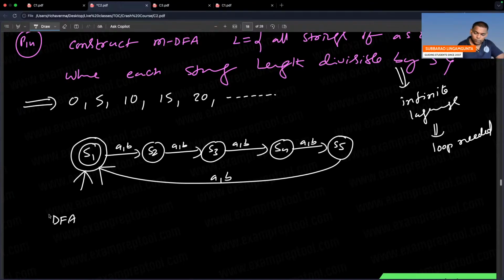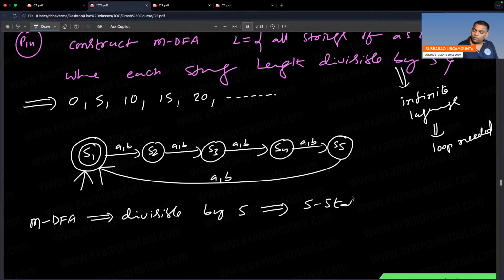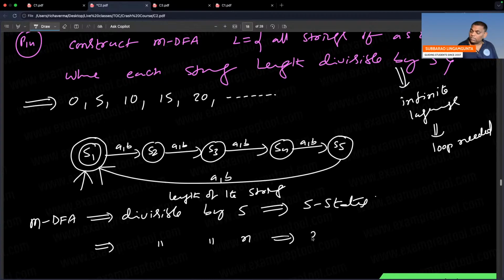DFA, minimal DFA, divisible by 5, needed 5 states. Check if you want. Minimal DFA where length of the string divisible by 5 needed 5 states. Length of the string divisible by n needed n states.